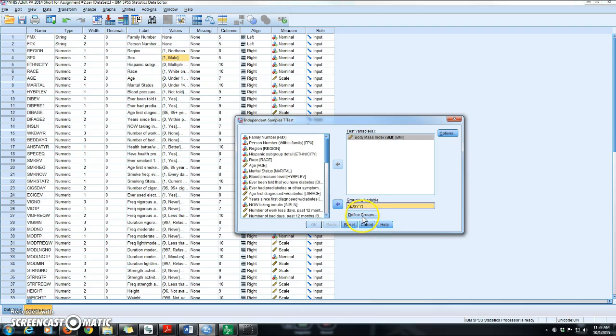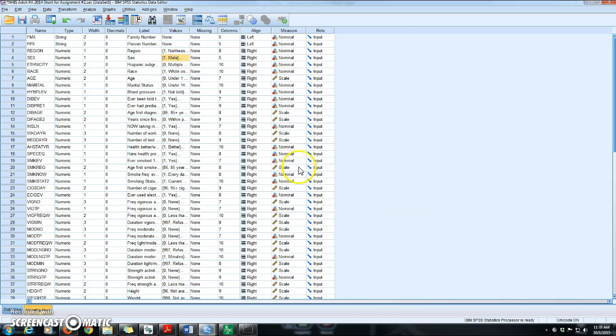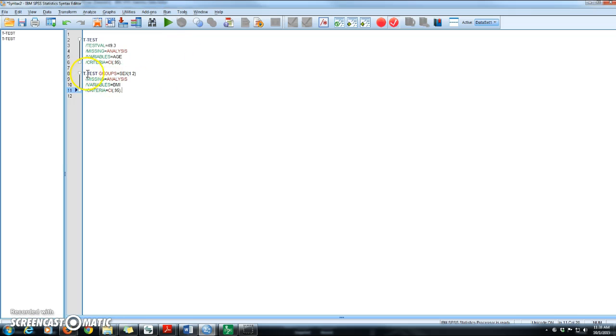And this is where I was telling you, you have to know what the numbers are that you're trying to compare. So group 1 is going to have a value of 1. Group 2 is going to have a value of 2. If we'd used 0 and 1, then we would have just put 0 and 1 in here. So we hit continue, we hit paste. Now we go over to our syntax window, we highlight this command that we just pasted, and we hit run. One thing that's nice about this is if it runs and it says you don't have these two levels, then you can go, oh yeah, I used 0 and 1, and you can just change it here. You don't have to go back through the menu.